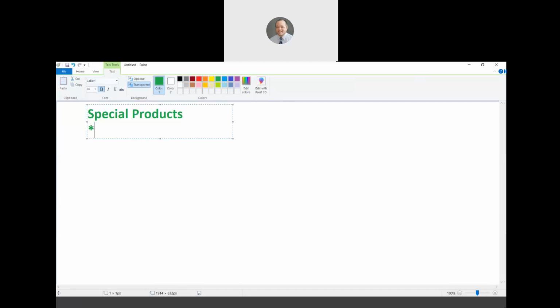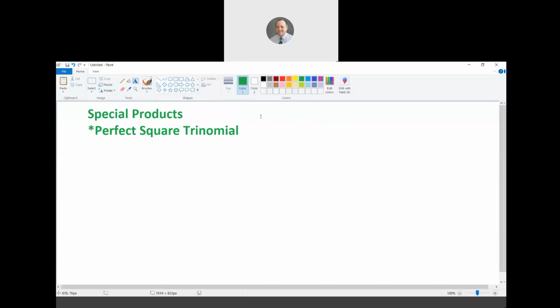The first one is called a perfect square trinomial. And you don't factor it like you do a regular trinomial. I'm going to show you a simple way to factor a perfect square trinomial.